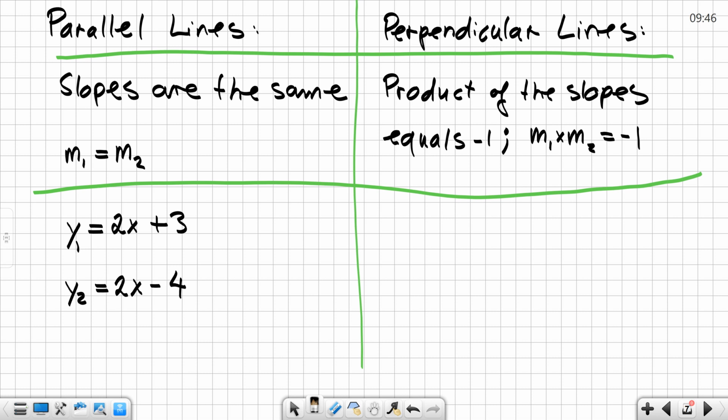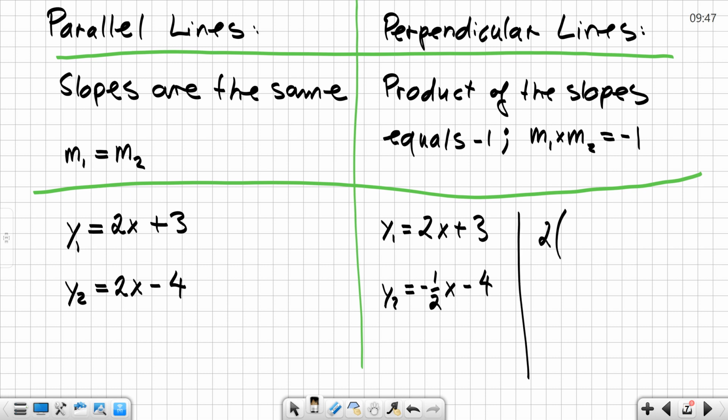Let me give you two equations that would illustrate this. If M1, let's use the same one as before, 2x plus 3, then y2 has to be special. It has to be -1/2 x, and now the constant doesn't really matter. Let's use the same one, -4. These two lines are also perpendicular. And why is this so? Because 2 multiplied by -1/2 gives you -1.